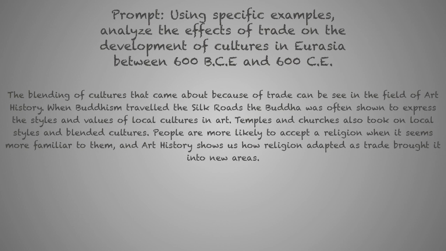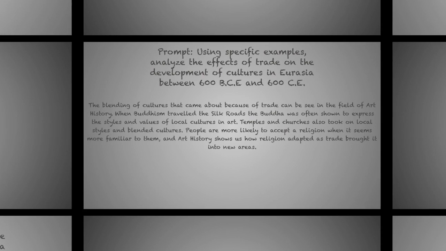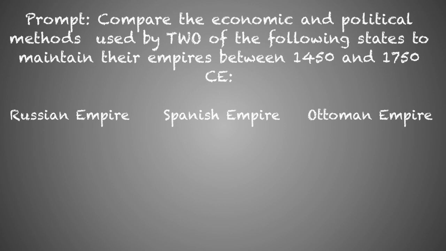So now let's look at another way you can do synthesis, and that is to bring in another one of the historical themes. This class is defined by 5 themes, and this approach works best when one or more themes have been explicitly mentioned in the prompt. So let's turn our attention to a different prompt here for a second. Compare the economic and political methods used by 2 of the following states to maintain their empires between 1450 and 1750. And here we have 3 to choose from.